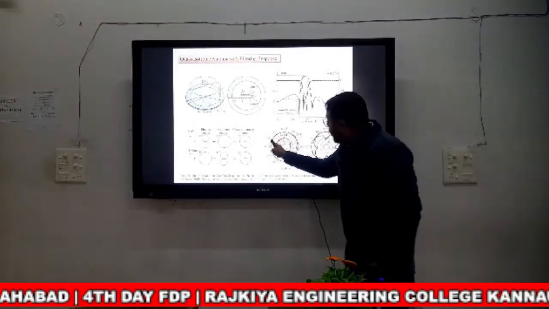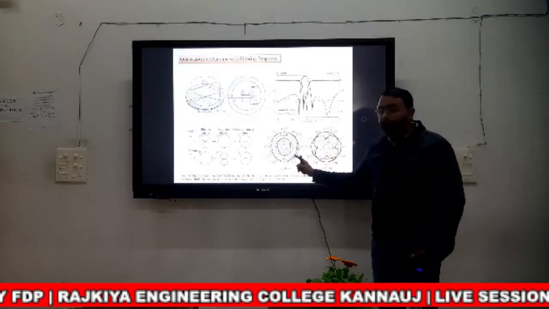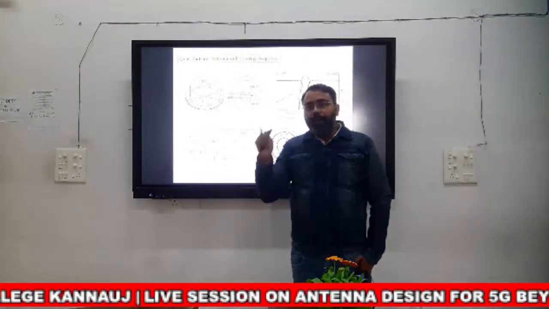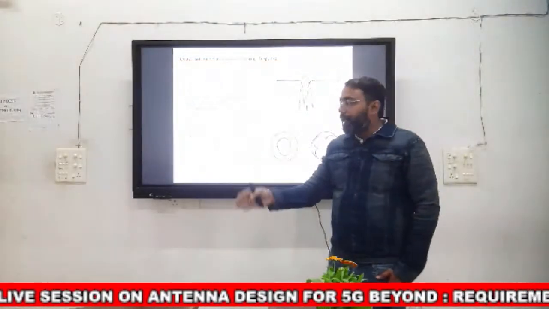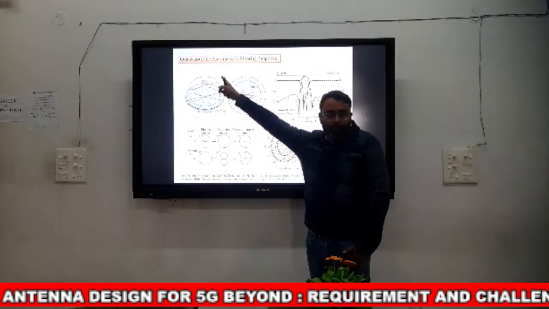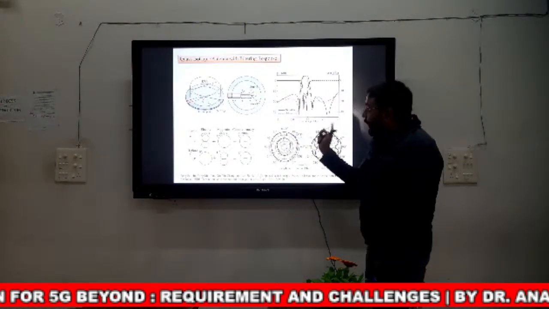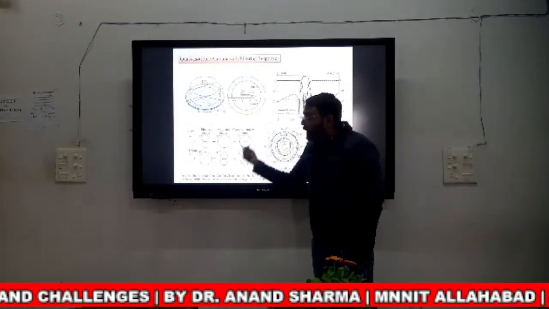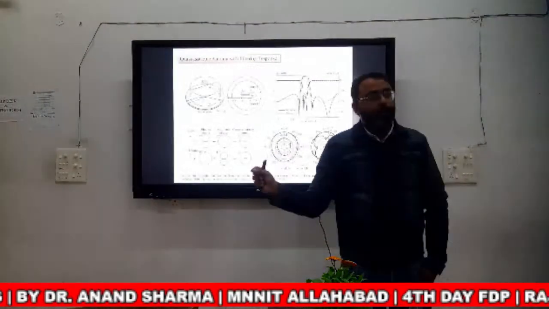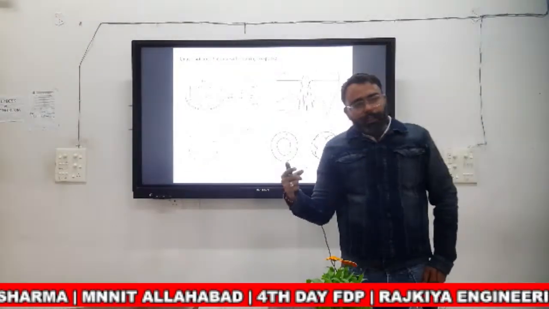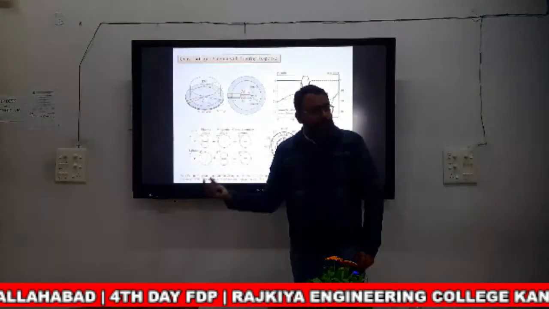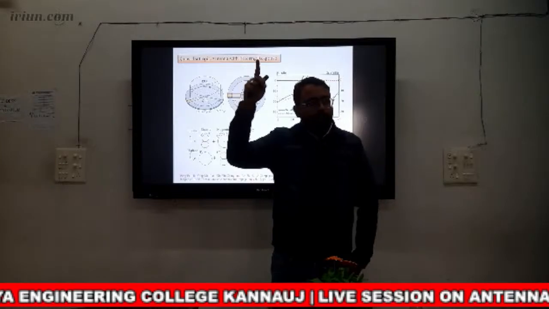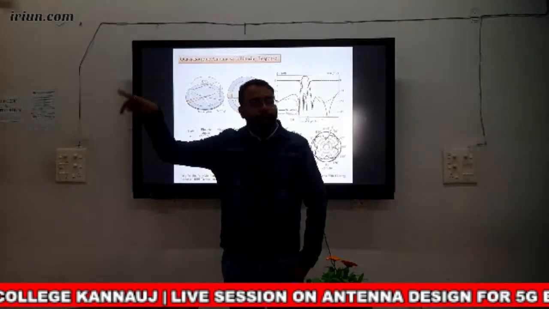Quasi-isotropic means it is omnidirectional in both principal planes, E plane and H plane. If your radiation pattern is omnidirectional in the E plane as well as the H plane, that type of antenna is called quasi-isotropic. It is developed if your antenna behaves like an electric and magnetic dipole. I think all of you are aware of the electric dipole and the magnetic dipole. An electric dipole has an eight-shape radiation pattern in the E plane and an omnidirectional pattern in the H plane.